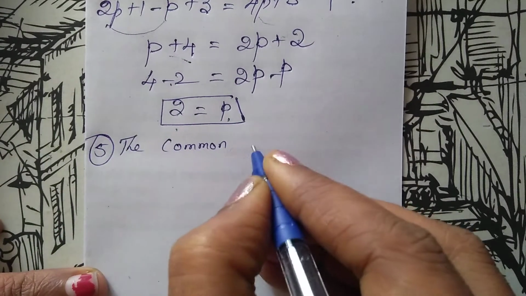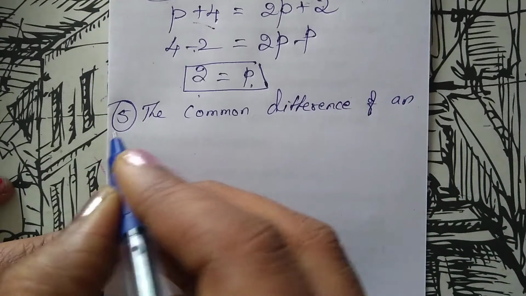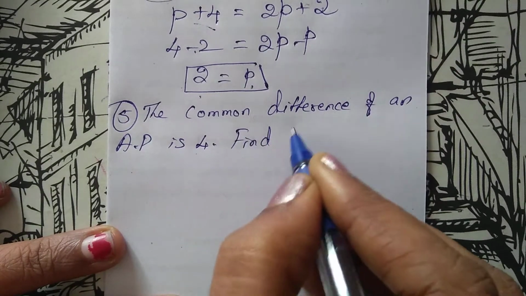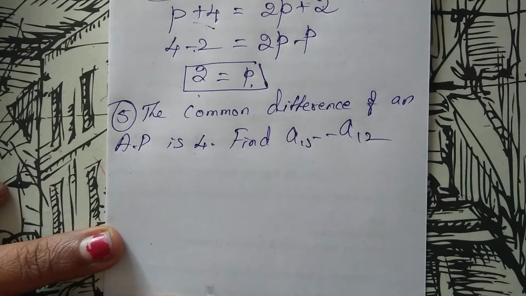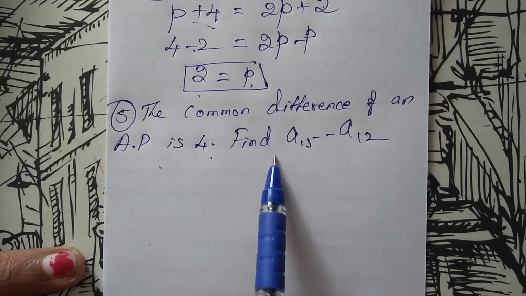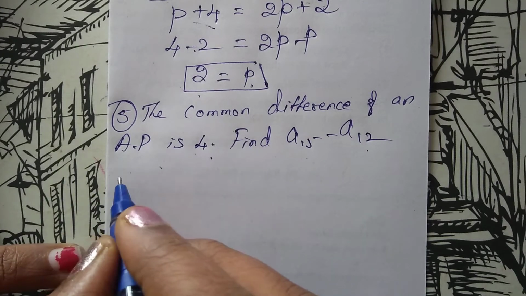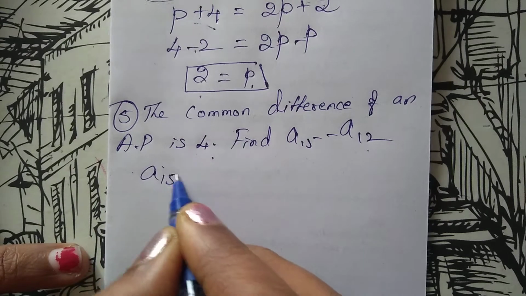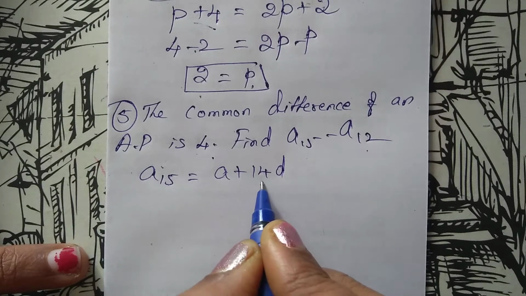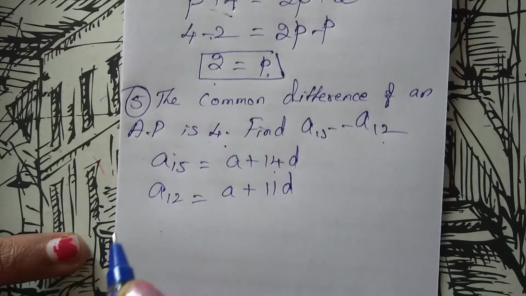The common difference of an AP is 4. Find A15 minus A12. Okay. So what is given? We have to find A15. What is A15? A plus 14D. A plus n minus 1 into D. Then A12 is A plus 11D.